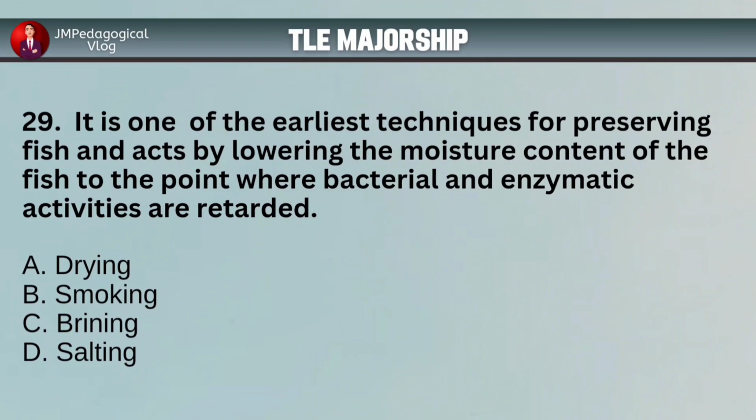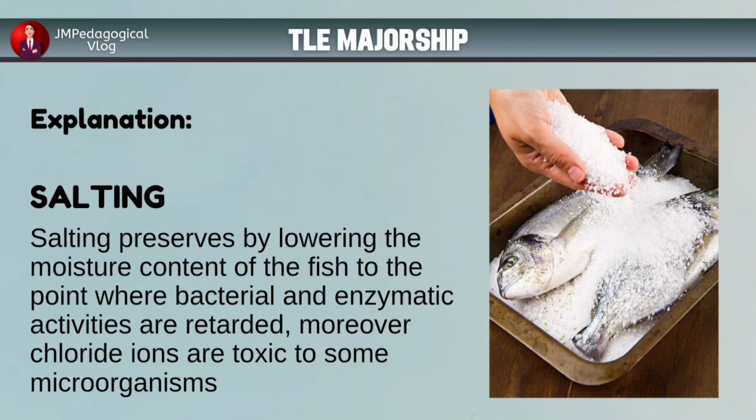29. It is one of the earliest techniques for preserving fish, and acts by lowering the moisture content of the fish, to the point where bacterial and enzymatic activities are retarded. A. Drying. B. Smoking. C. Brining. D. Salting. D. Salting. Explanation. Salting preserves by lowering the moisture content of the fish to the point where bacterial and enzymatic activities are retarded. Moreover, chloride ions are toxic to some microorganisms.